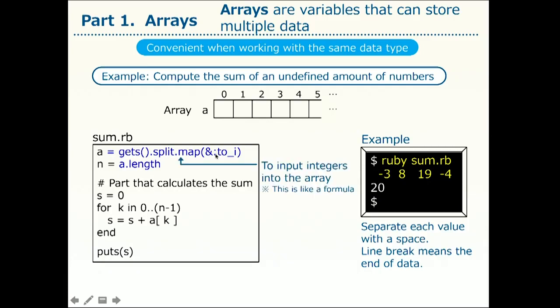The first line is the input part. Actually, this line is the command to get the sequence of numbers that a human types on the keyboard and store them into the array A. In this course, let me skip the meaning of this command. So please use this line as a magic formula.